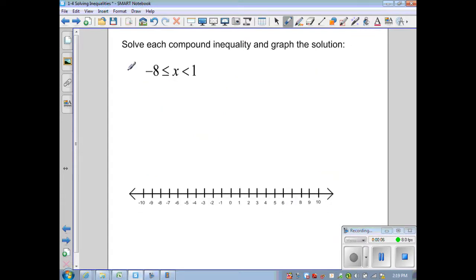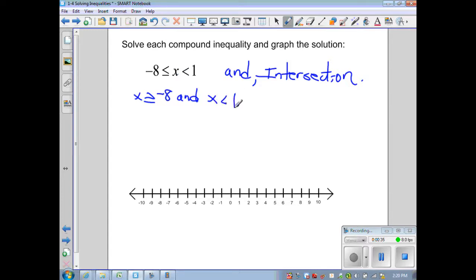Our next problem has the intersection combined. So when it is combined, we know that this is an "and" and I know that it is an intersection. And my two inequalities need to be broken up. For example, I start with x. x is greater than or equal to negative 8, and x is less than 1. Both of these inequalities are already solved for, so all I need to do is actually graph them.